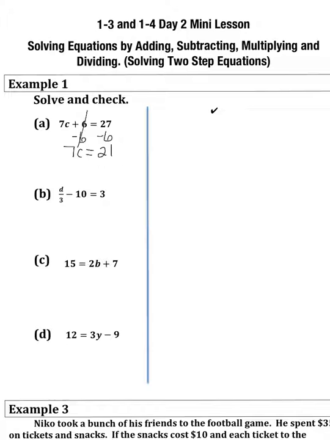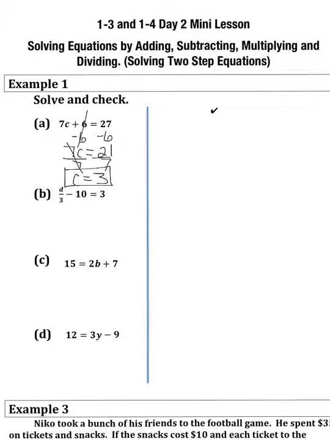Our final step then is to divide both sides by 7 because 7 had been multiplied by c and the inverse operation is division. That isolates c on the left-hand side and 21 divided by 7 on the right leaves us with an answer of 3. So c equals 3 is our final answer.